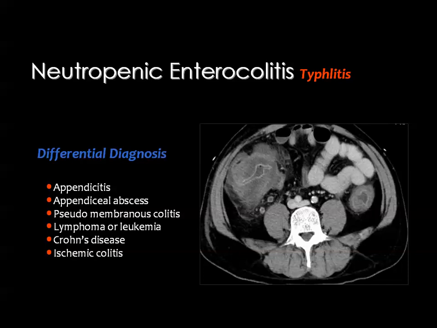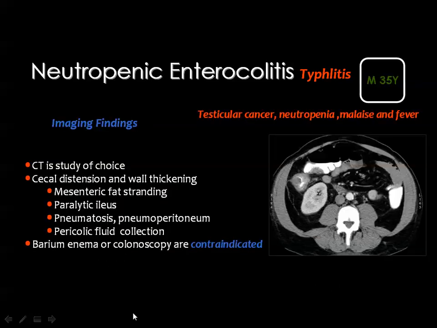clinical finding of immune suppression and neutropenia. The differential diagnosis, as I have said, will include appendicitis and appendicular abscess, localized form of pseudomembranous colitis, lymphoma and leukemia, Crohn's disease, and ischemic colitis. And this is a case of testicular cancer with evident neutropenia, malaise, and fever.